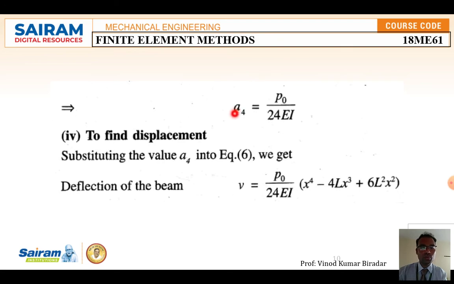Up to now we have got all the values, a0, a1, a2, a3, a4. Next, the fourth step is to find the displacement. To find the displacement, from equation number 6, substitute the a4 value. The deflection of the beam is v is equal to p naught by 24 EI times (x to the power of 4 minus 4L x cube plus 6L square x square). Okay, so this is the deflection of the beam.